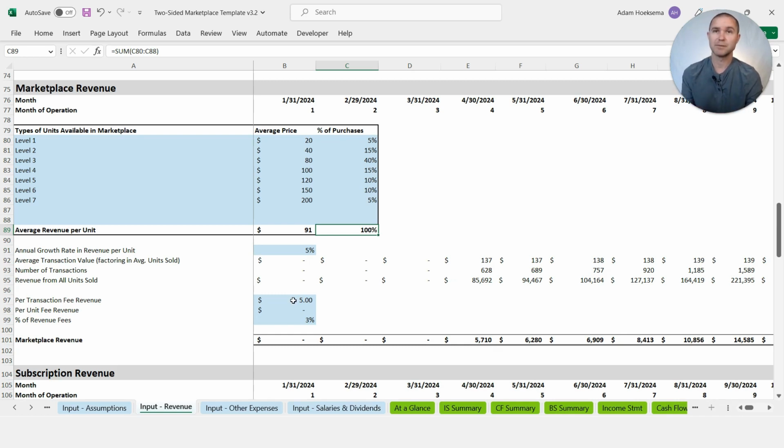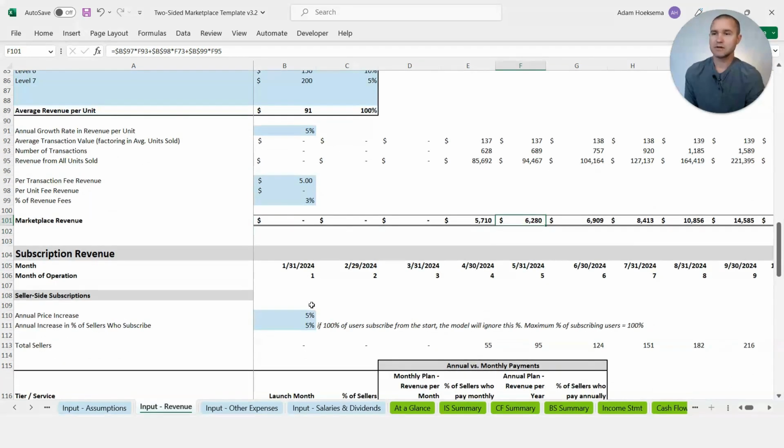But then you, as the marketplace owner, don't get all the revenue. You only get a portion of the revenue, whether that's from a transaction fee, a per unit fee, or a percentage of revenue. So you have three different options. You can charge a per transaction fee or a per unit fee. In one transaction, you might buy 10 units of something, so you can charge by the transaction, or by the unit, or both. You can also charge a percentage of revenue. And this now is your marketplace revenue calculation down here.